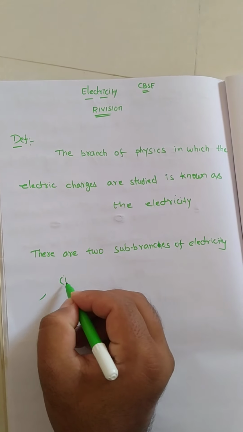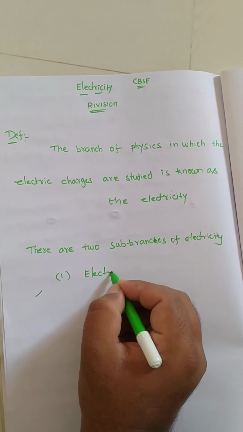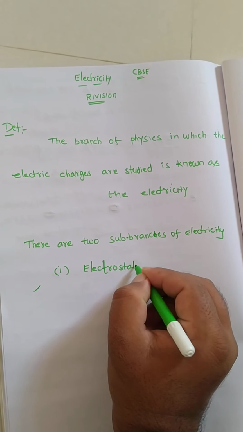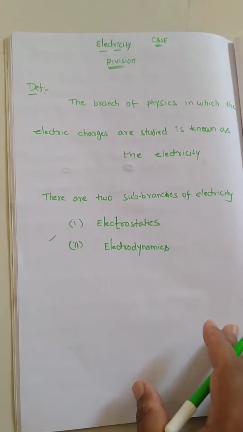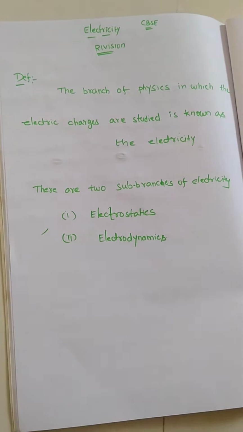So one is electrostatics. About this electrostatics you can learn in 12th class. Even in the electricity chapter it will come in 12th class. And the second one is electrodynamics. It also will come in 12th class. So these are the two sub branches of electricity. So just we can learn the definition of electricity. What we are discussing in electrostatics and what we are discussing in electrodynamics, that I am going to discuss with you.